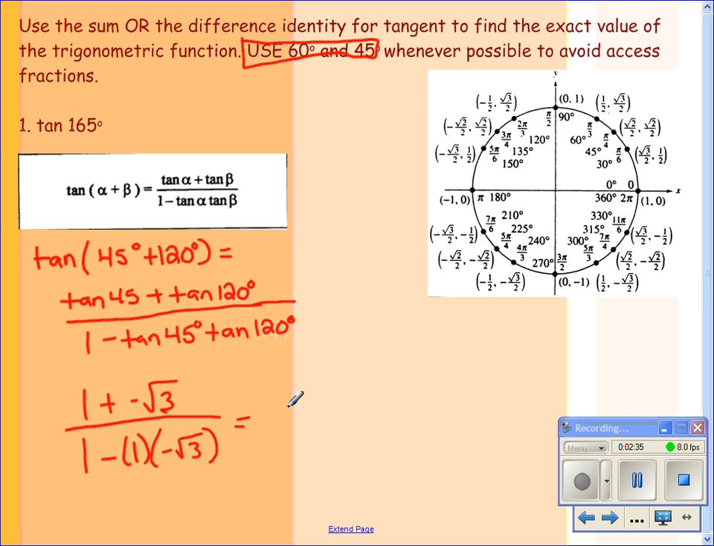Okay, to simplify, you have a plus negative, so that's just going to be 1 minus the square root of 3, divided by 1 minus, I'm sorry, it's going to be 1 minus a negative, which is going to turn into a positive because we're multiplying, and it's going to be square root of 3, and that is going to be your final answer.